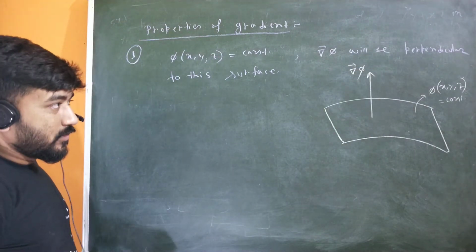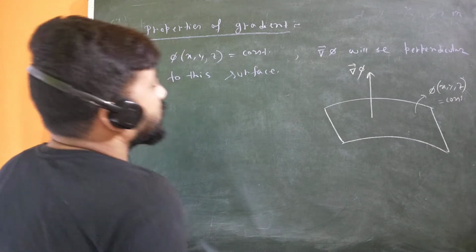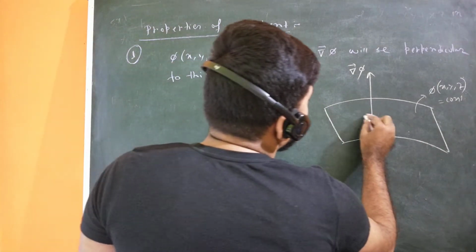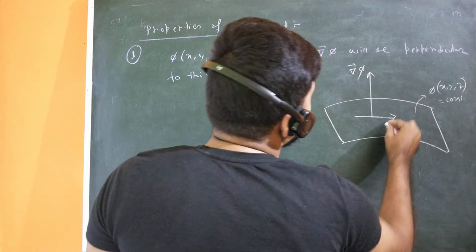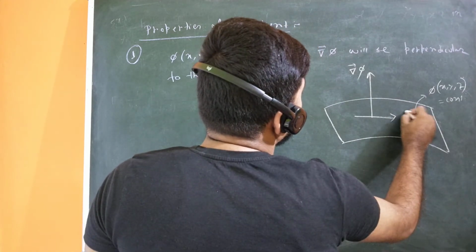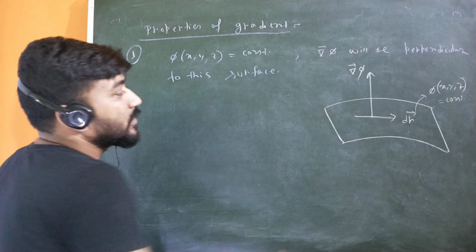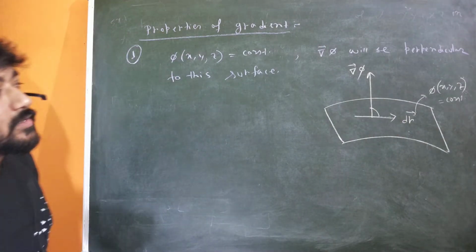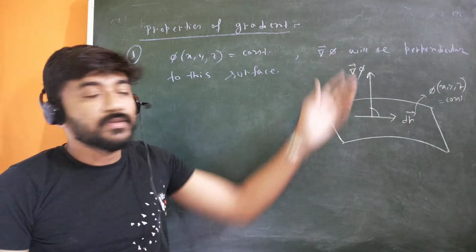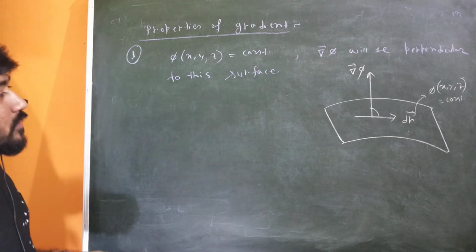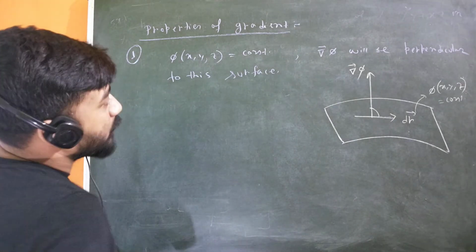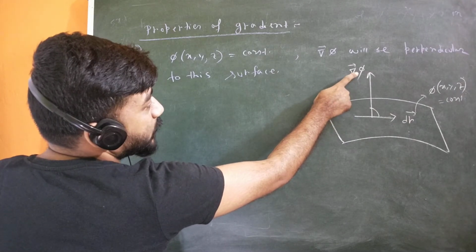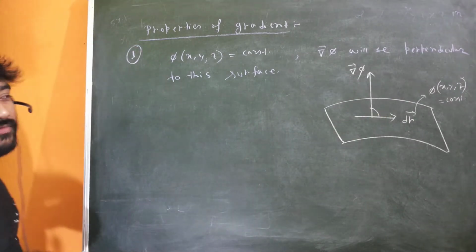So what do we have to prove? We have to prove that it is perpendicular to this surface. That means if we take a vector along this surface, suppose dr is a vector along the surface, then we have to prove that this dr and grad phi are perpendicular to each other. It will prove that grad phi is perpendicular to this surface. So we just have to prove that the dot product of grad phi and dr is 0.